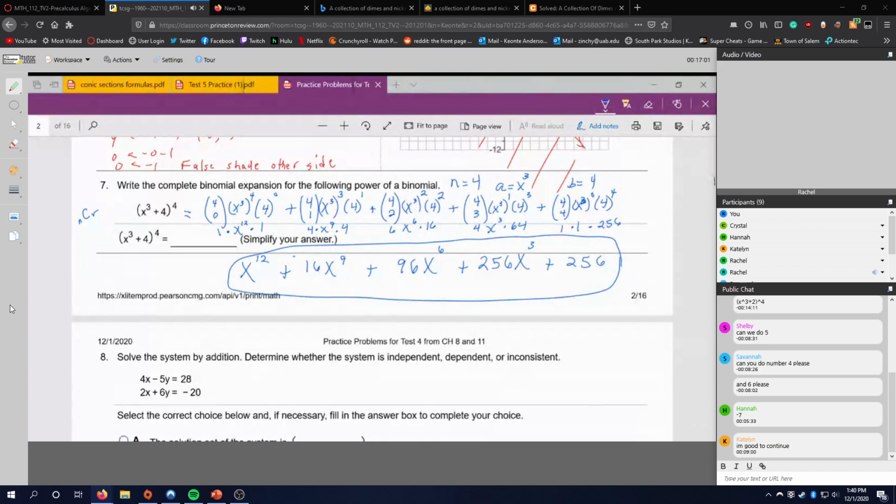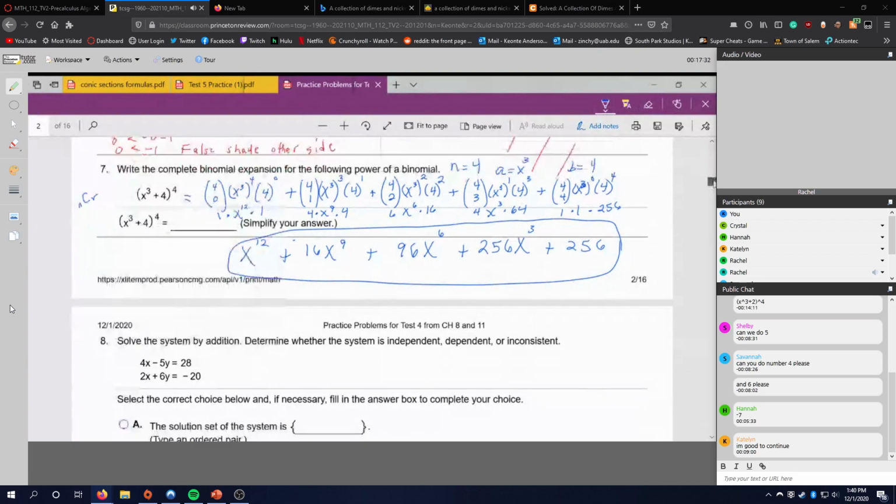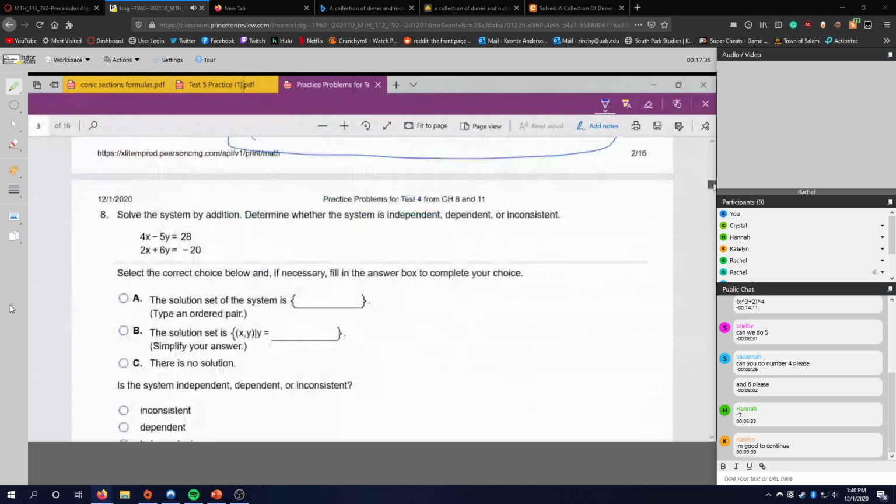Questions on that one? All right, well, let's move along. So I'm letting you look at the problems as I go. I'm easing through the next few problems, and you tell me. Number 8 is solving the system by addition or elimination. Some people call it elimination. Number 9, same thing.